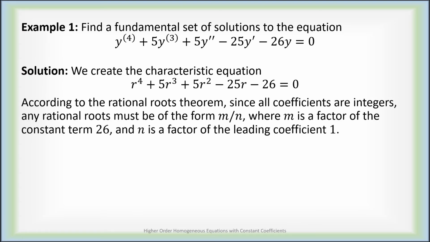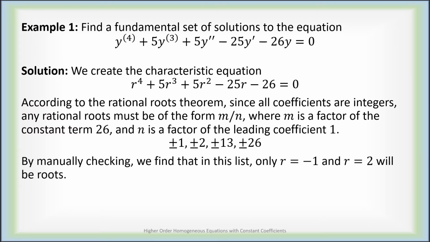Now, according to the rational roots theorem, since all the coefficients are integers, any rational root must be of the form m over n, where the numerator is a factor of the constant term, which is 26, and the denominator must be a factor of the leading coefficient, which is 1. Now, factors of 26 are 1, 2, 13, and 26. Factors of 1, just 1. So here is a list of all possible ratios, plus or minus 1 over 1, plus or minus 2 over 1, plus or minus 13 over 1, plus or minus 26 over 1. Now this is 8 different numbers. They can't all be roots, but we can just test all of them.